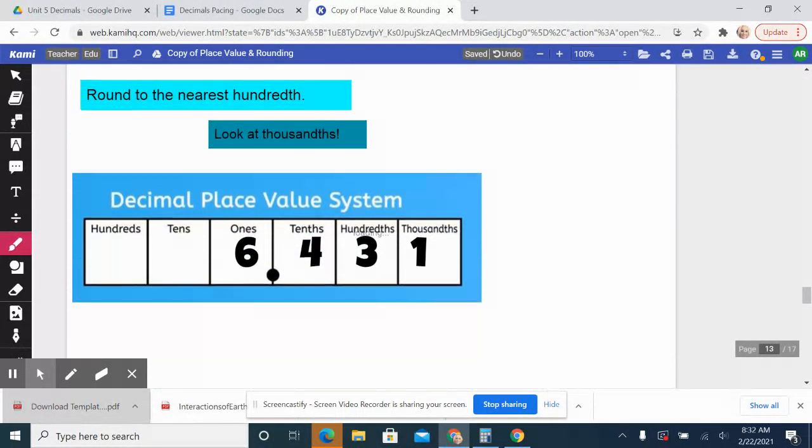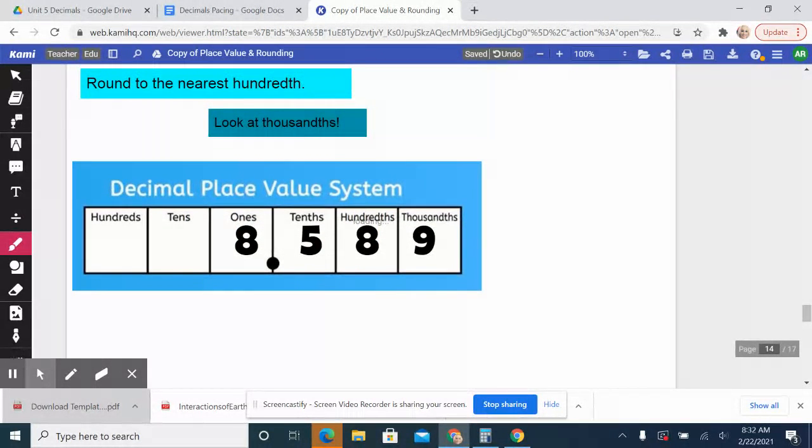Now we're gonna switch it up. Now we're gonna do the nearest hundredth. So write down on your paper 6.431. And we care about the hundredth place, but what we look at is that number to the right. Okay, so this is gonna round down. So your answer is gonna be 6.430. That's a decimal, sorry. Okay, so write down the numbers.